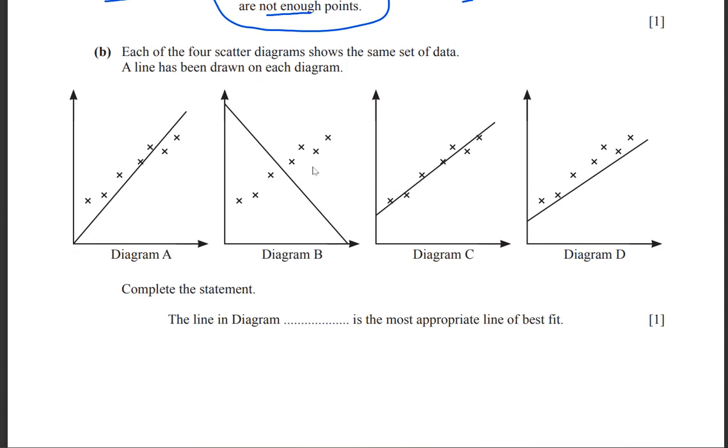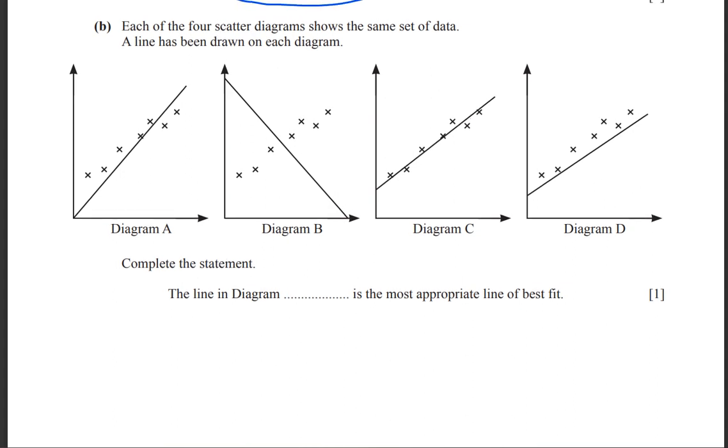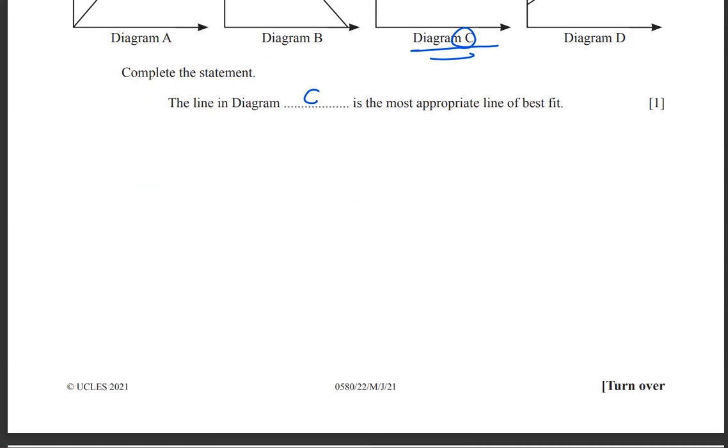Each of the 4 scatter diagrams shows the same set. Which one is the best fit? Okay, as we see here, the C is the best fit. Why? Because nearly the number of points up equals the number of points down. But look here, all of the others are totally wrong. So the answer is C.